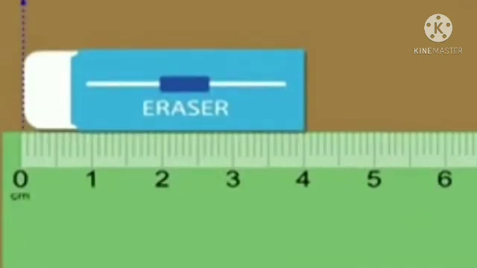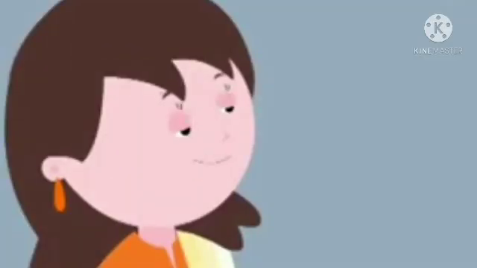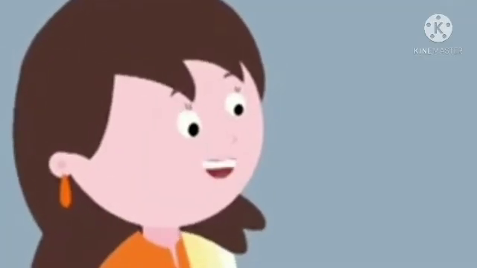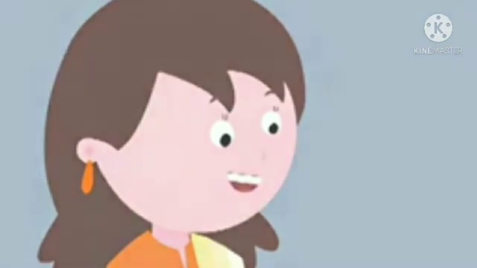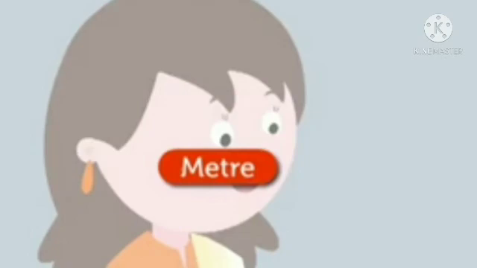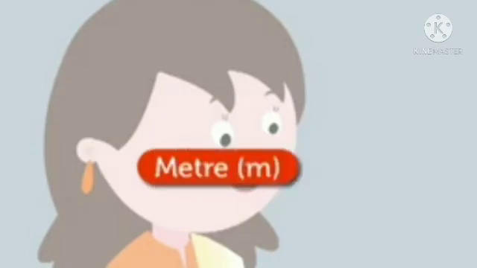Correct. Now, let us measure this eraser. I think it is 4 centimeters. Correct. So now you know how to measure the length of small objects. But longer objects cannot be measured with this small ruler. They are measured in a bigger unit called meter. Meter is written in short as m. 1 meter is equal to 100 centimeters.